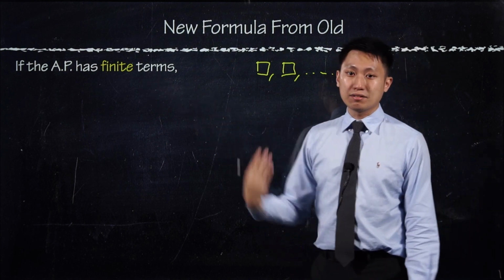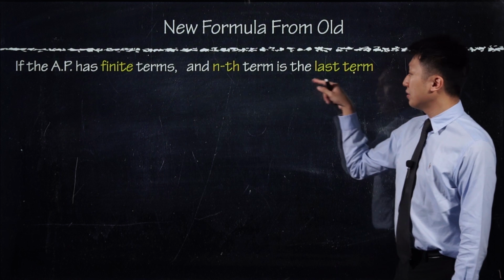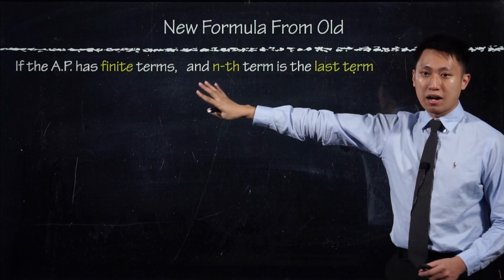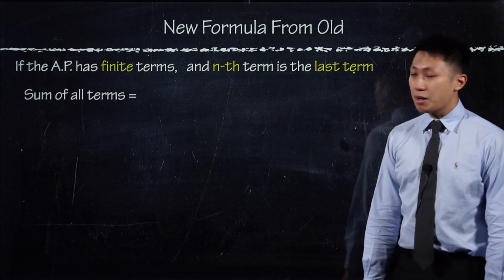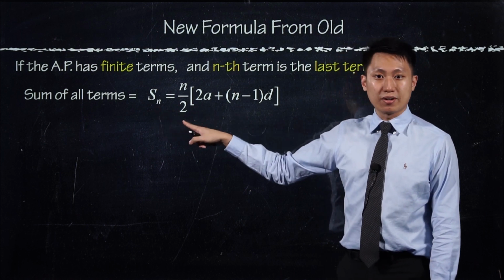If it has finite terms, then the nth term is the last term. So n is the last term. The first term is term 1, then the last term will be term n. Then the sum of all the terms is given by this formula, correct?